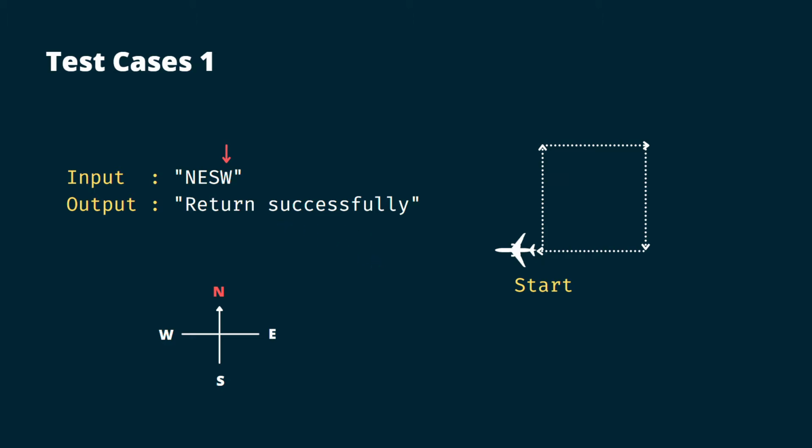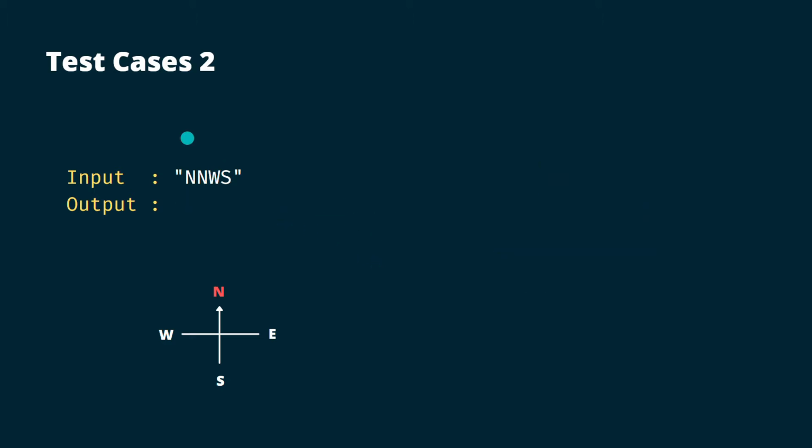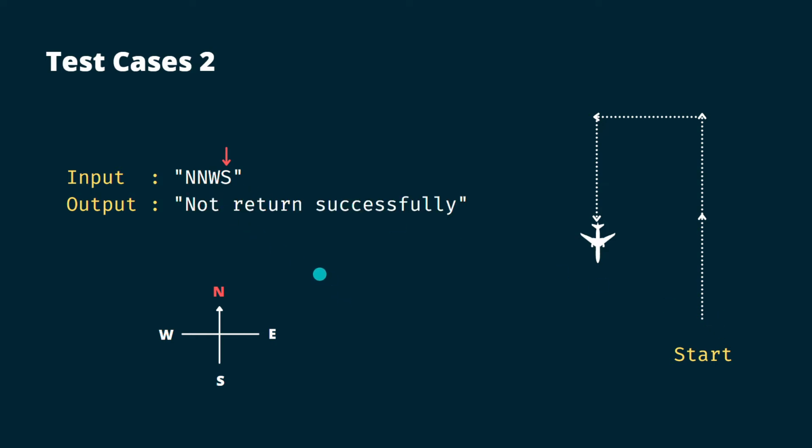Let's see another test case. The second test case is N, N, W and S. The plane goes north for 1 minute, then again north, then west and then south. So definitely the plane does not reach the starting position, so our output will be not returned successfully.